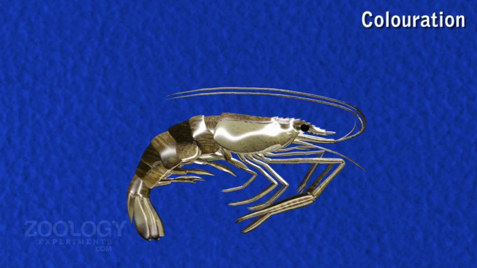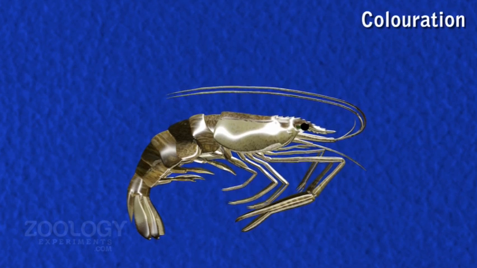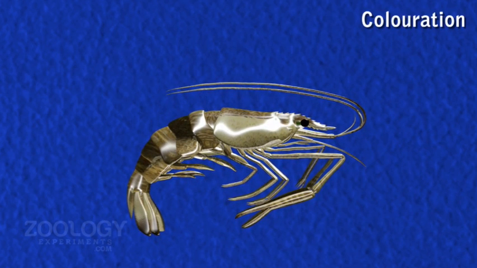Coloration. Prawns are semi-transparent and white at young stages, but the adults are differently tinted according to the species. Generally, color is dull pale blue or greenish white, brown, orange, red patches.